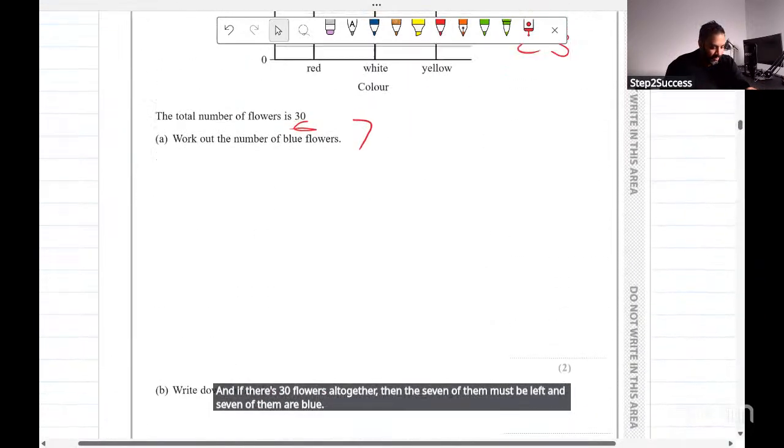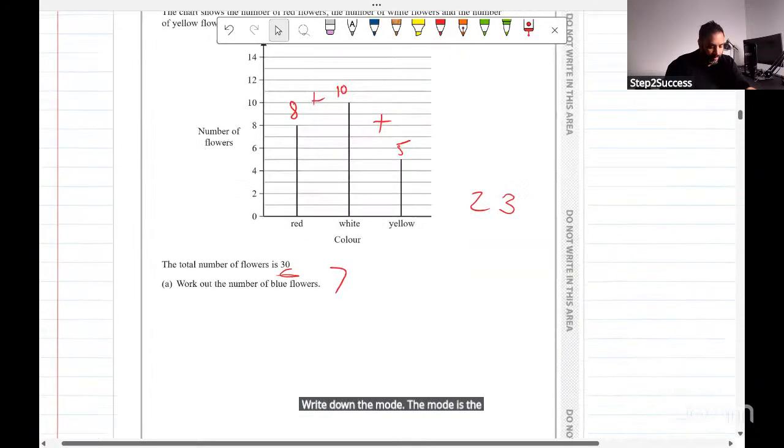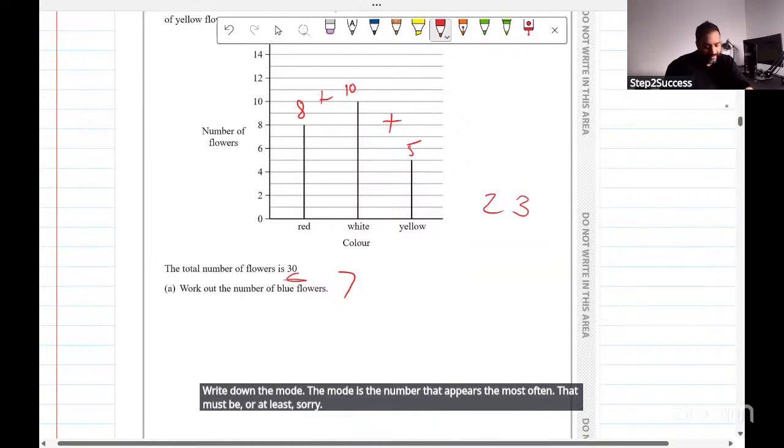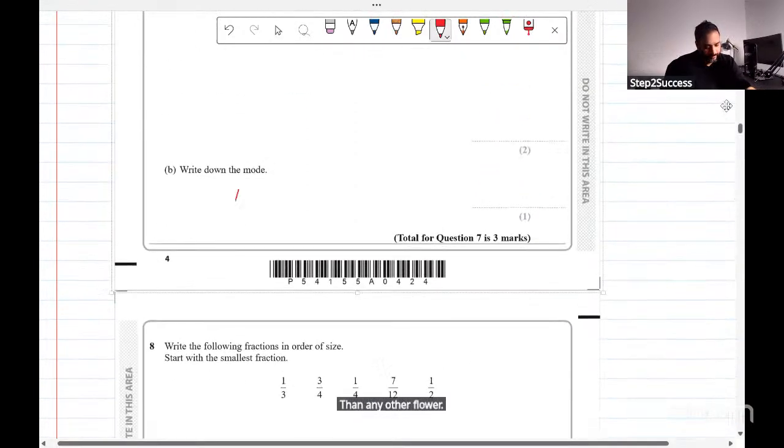Write down the mode. The mode is the number, or at least the value, that appears the most often. In this case, that is white, because there were 10 white flowers, and that is more than any other flower. Sorry, I'm writing very messily now.